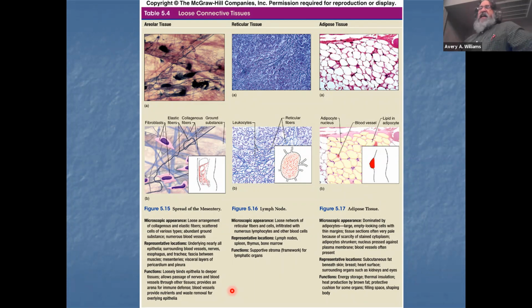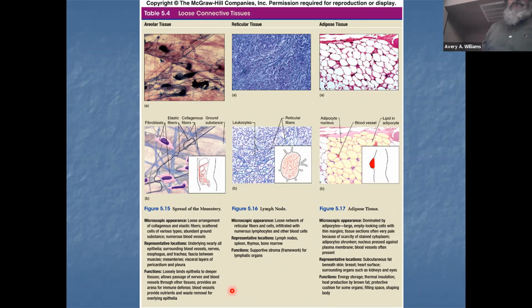And so I tell students, if they come across some stuff on the slide that doesn't look like anything, you just don't know what it is, guess areolar connective tissue. If it doesn't look like fat, doesn't look like a tendon, doesn't look like epithelial tissue, doesn't look like muscle, it's probably areolar connective tissue. So guess areolar. It's a good guess. So there you go.